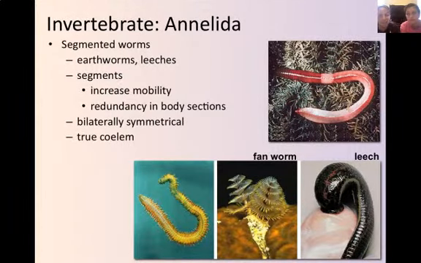Okay, Annelida, these are going to be like the earthworms you're familiar with. These are called segmented worms. Another example would be leeches. The segments are what you see when you look at an earthworm and you see all those individual little lines, that's segmentation. What segments do for animals is increase their mobility, and there's a redundancy in the body sections, which just means a repeating pattern.